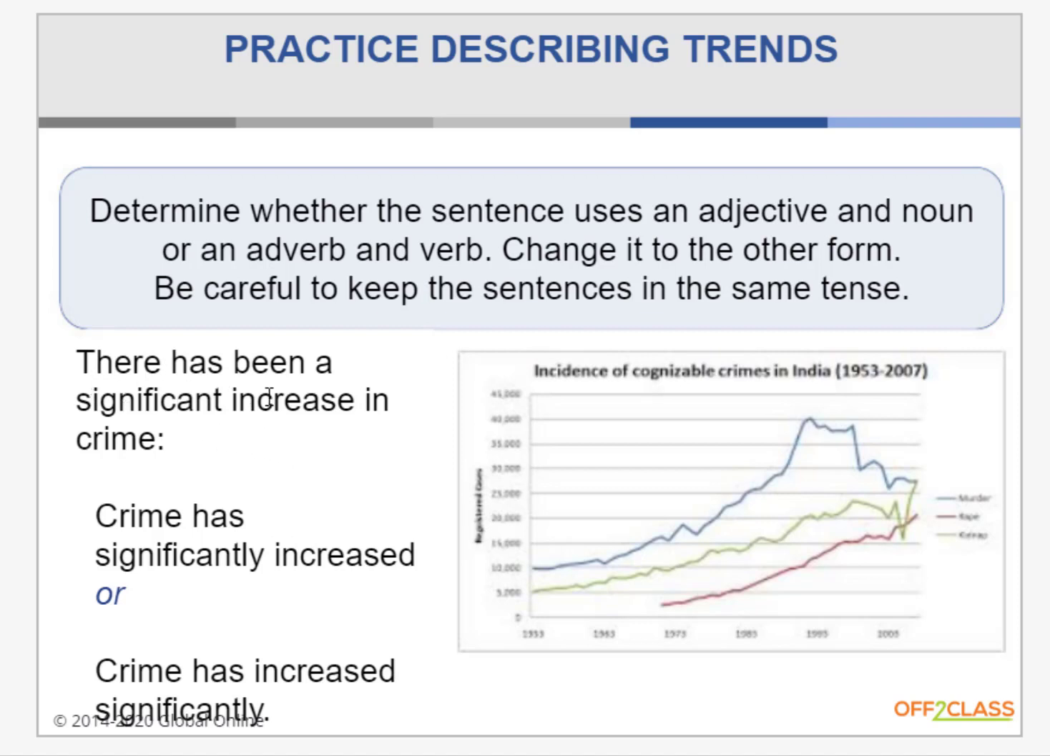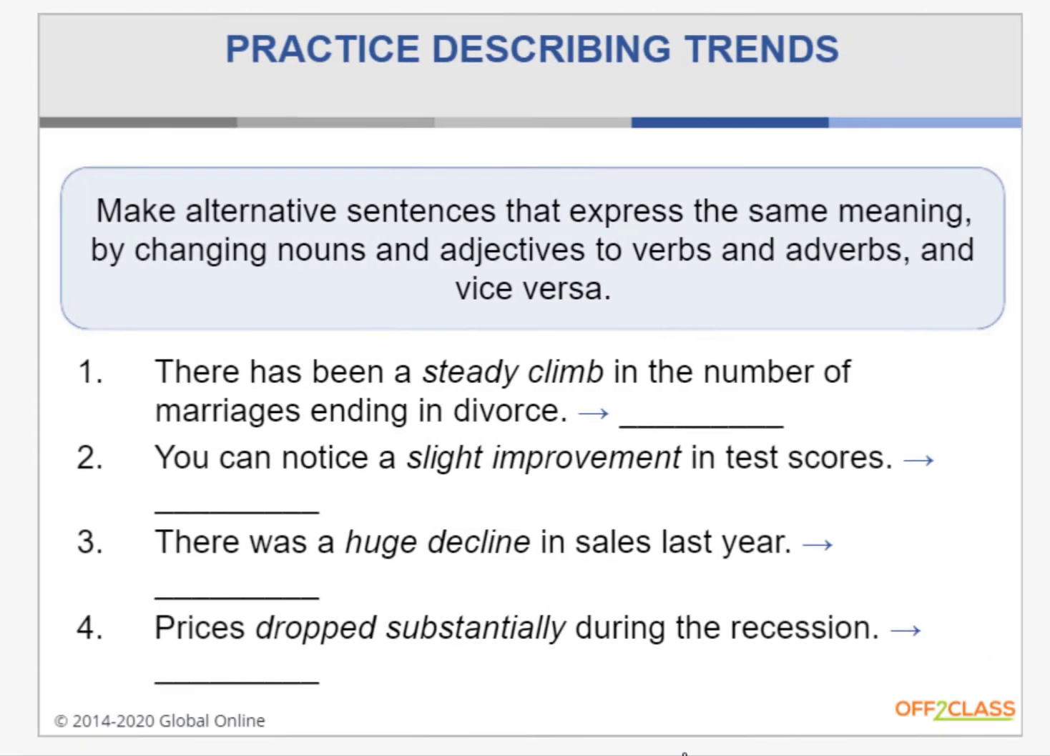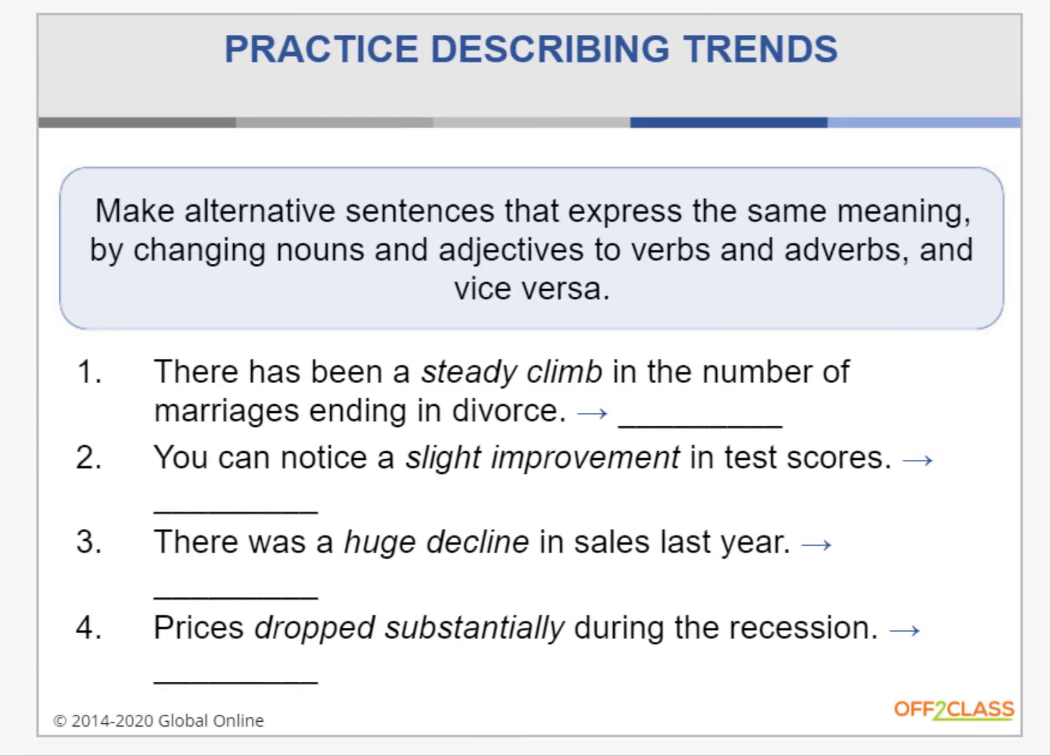So, there has been a significant increase in crime. Here's the example: crime has significantly increased, see how this has changed, or crime has increased significantly. So now I'd like you to try to make alternate sentences that express the same meanings by changing the nouns and adjectives to verbs and adverbs, and vice versa.